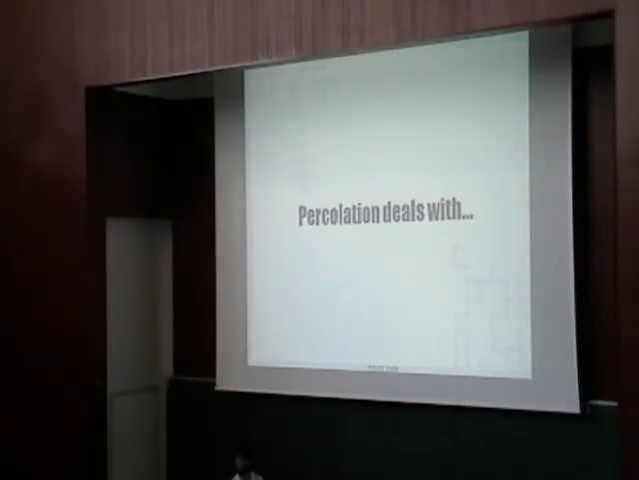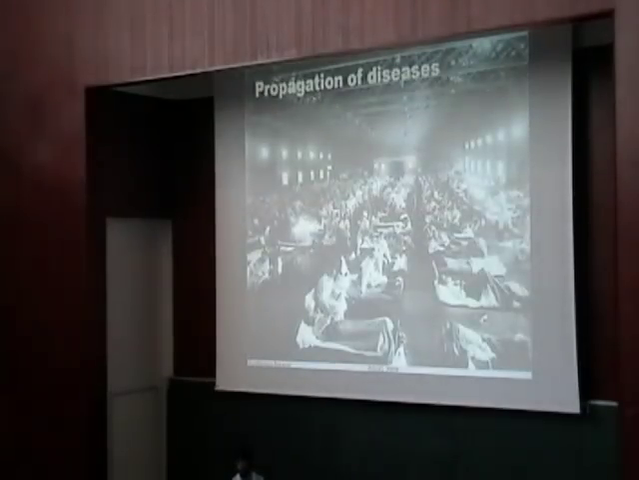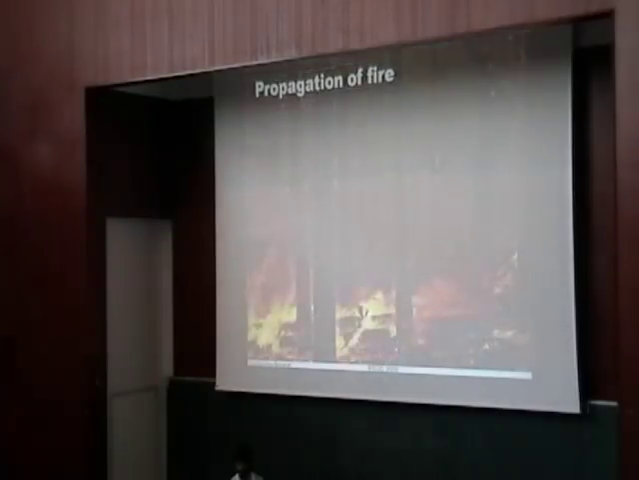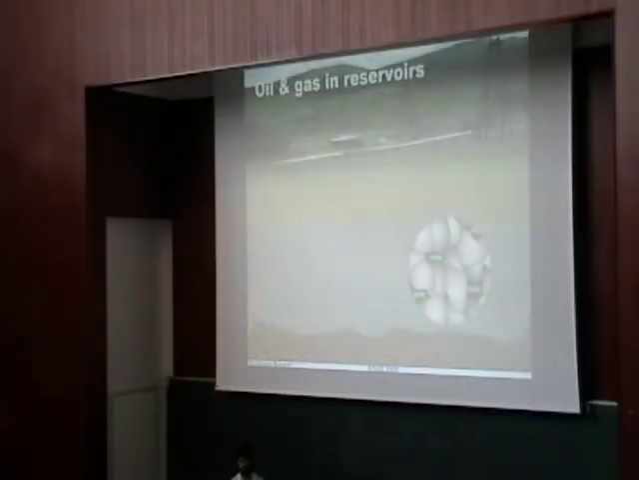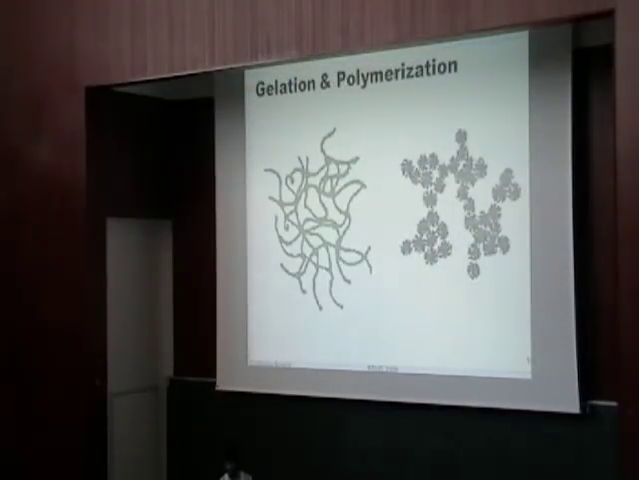Well, now about percolation. Percolation mainly deals with propagation of any kind of substance through random media. For example, a group of people in a country or whatever, or propagation of fire through a forest. Another application is oil and gas distribution, supporting porosity analysis in this case. But this is more specific than gelation, and polymerization is another application of percolation.